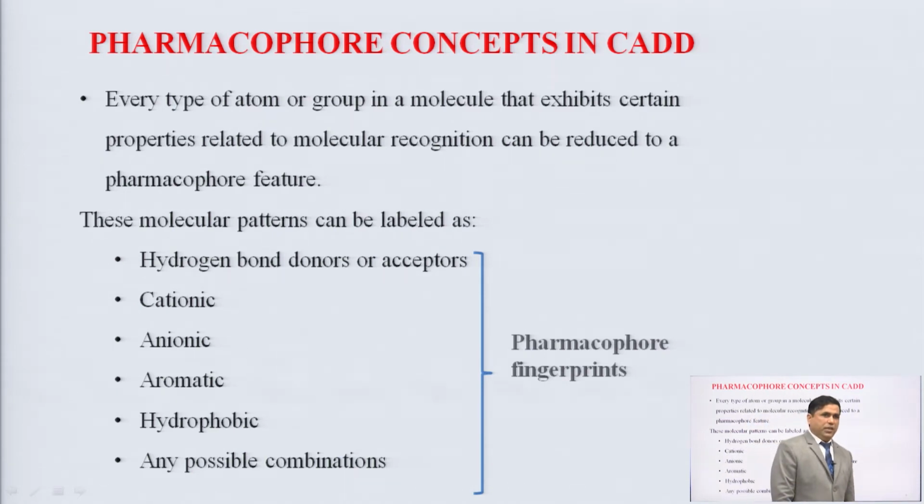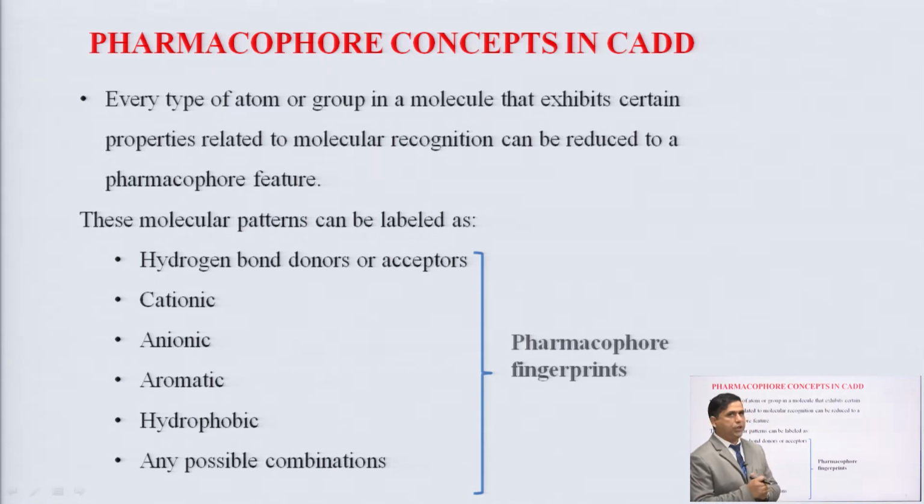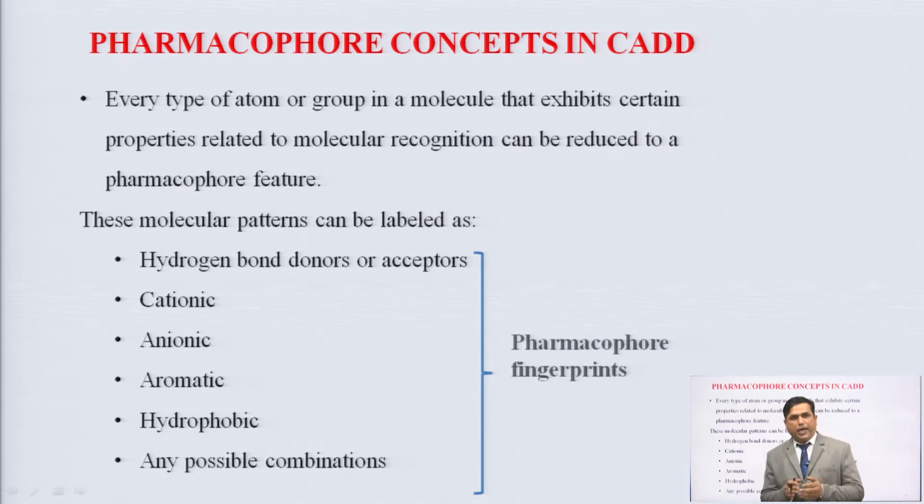Now, the pharmacophoric concept in computer aided drug design. As I have already discussed, every type of atom or group in a molecule exhibits certain properties and molecular recognition, and after combining all these properties of the molecule we can call it the pharmacophoric feature.